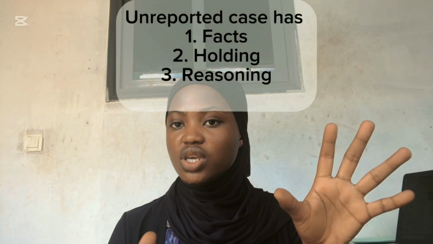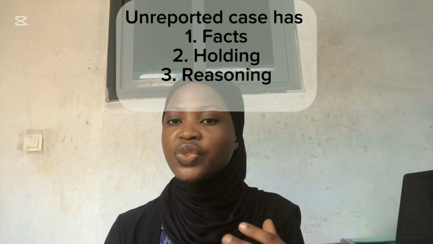So those are the 4 parts of a reported case. If the case is unreported, it doesn't have head notes. So it still has the facts, the holding, and the reasoning. The head notes, like I said, is the summary, which will be present if it is a reported case. The facts is the story that the people brought to court. So what did the defendant say? What did the plaintiff say? What did the respondent say? What did the applicant say? What did the petitioner say? Those constitute the facts of the case.